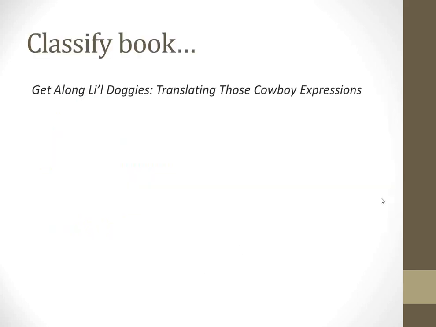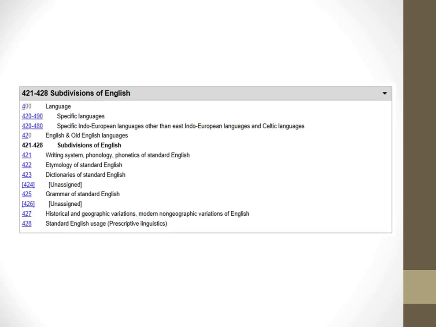So let's say we have a book called Get Along, Little Doggies, Translating Cowboy Expressions. So it's about English, but a particular slang dialect of English. So we're looking at subdivisions of English. We're in 420, so the base number is 42. In this case, the numbers have been built for you. You don't have to consult Table 4, but that is where they come from, just so you know.